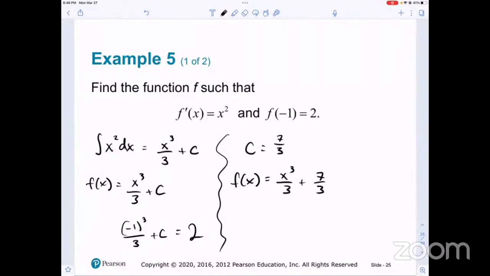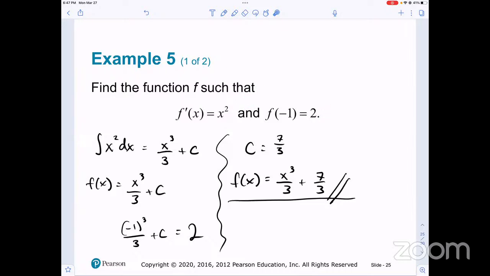Okay, and we can check, right? Again, when we take the derivative, the 3 comes down, they're going to cancel, and we're going to be left with x squared, which is what we want. And the derivative of a constant is 0. And then also, when x is -1, the corresponding y should be 2. So -1 cubed is -1, so -1/3 plus 7/3 is going to be 6/3, which is 2, right? So we were able to get both of the conditions. So this is our f of x.